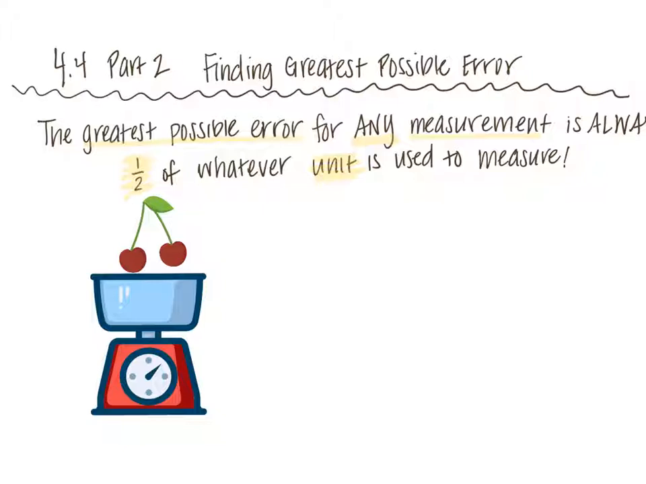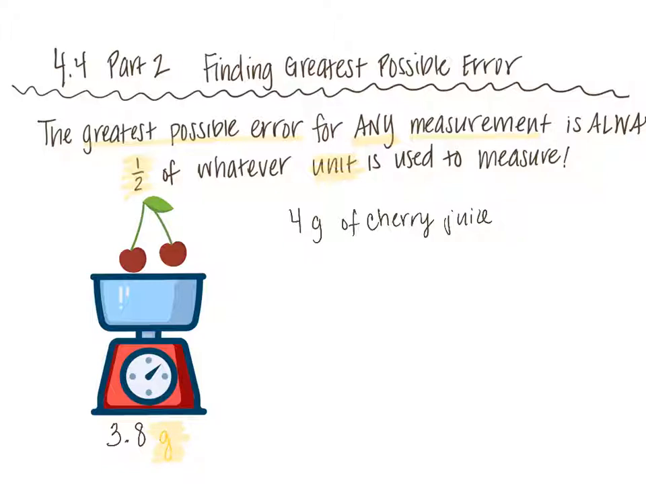Let's say that I'm in the kitchen and I'm making a recipe, and it calls for about 4 grams. I want 4 grams of cherry juice. So I get out my kitchen scale and I weigh my cherries, and my scale tells me that I have 3.8 grams of cherries. Well, it's pretty close to 4 grams. Would this work? Well, let's think about what my greatest possible error could be in this measurement. Based on my definition for greatest possible error, it's half of whatever unit is used to measure. So the unit that I'm measuring with is my grams, right?